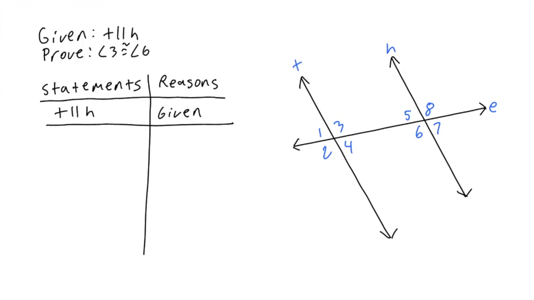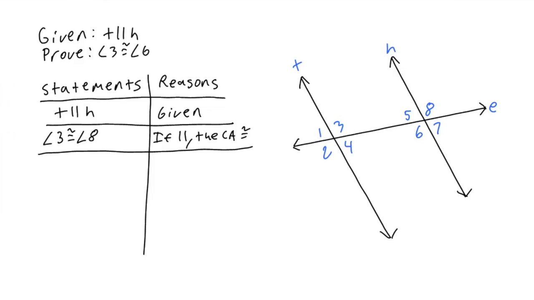Now, let's try to say some other things about angles. So, angle 3 and angle 8 are corresponding angles. And since these lines are parallel, we can say that angle 3 is congruent to angle 8. And the reason for that? If lines are parallel, then corresponding angles are congruent.